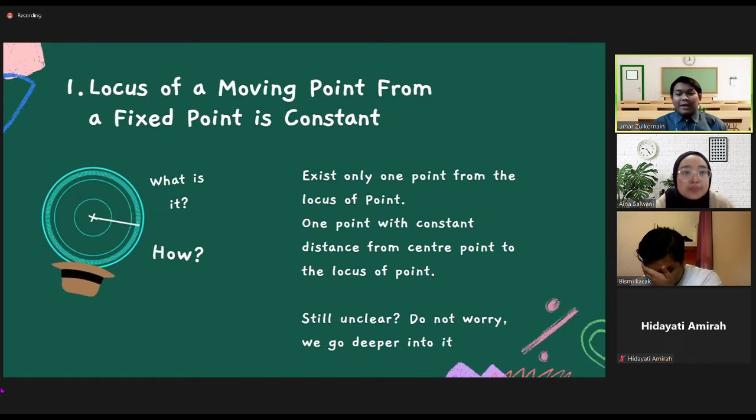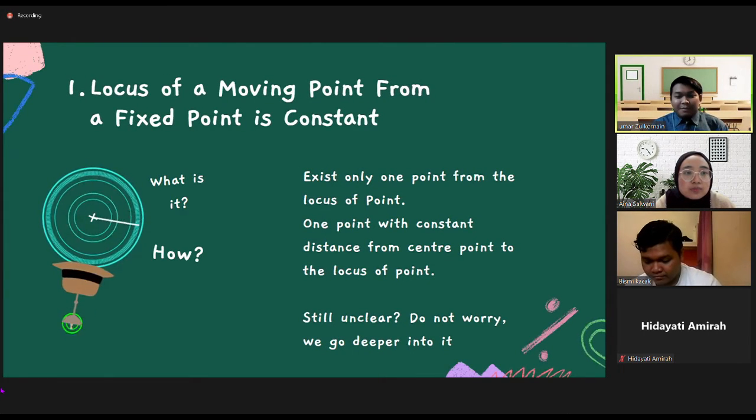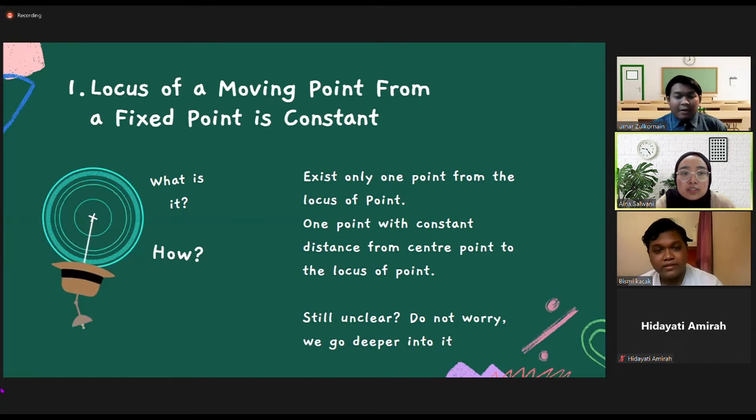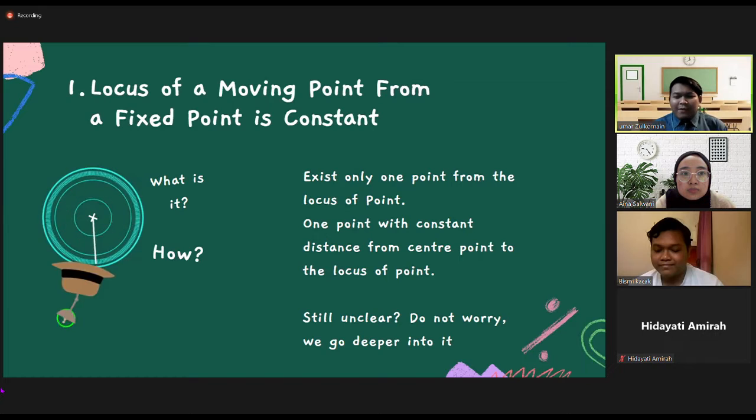Right. So we go with the first section. Locus of a moving point from a fixed point is constant. So what is it and how does it work? Right. So as you can see, before we proceed with the definition by the words, let's proceed with the concept first. As you can see at the left, there is a radar. Can you see the radar? All right. So have you ever wondered how the radar works?